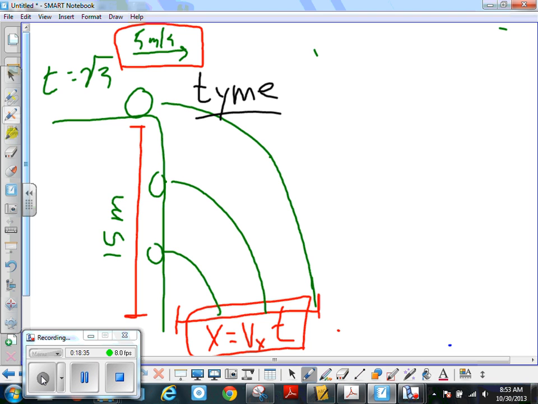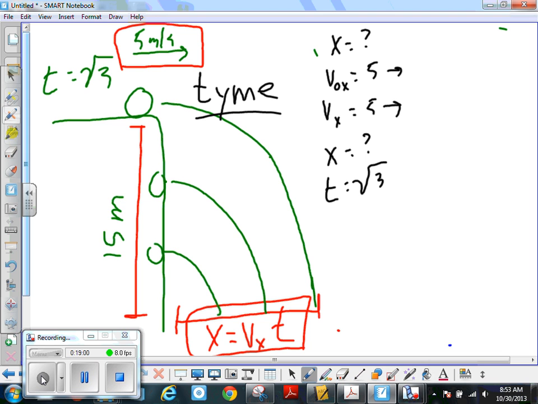The x is what we're looking for. The velocity in the x direction initially is 5 in that direction. The velocity final in the x direction is 5, because there's no force to accelerate that in the x direction. The displacement is what we're looking for. The time that it gets to happen is the square root of 3. The acceleration is 0. Oh, I guess I did displacement twice.